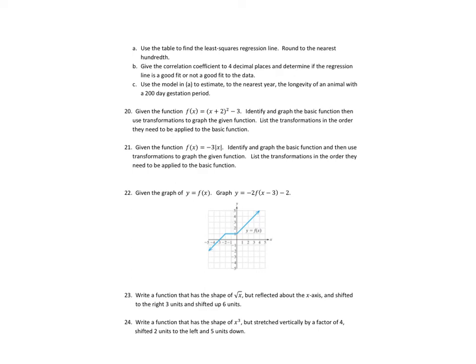Okay, so we just found the least squares regression line, and it was y equals 0.05189x plus 5.1007. All right, then it wants the r value to 4 decimal places.